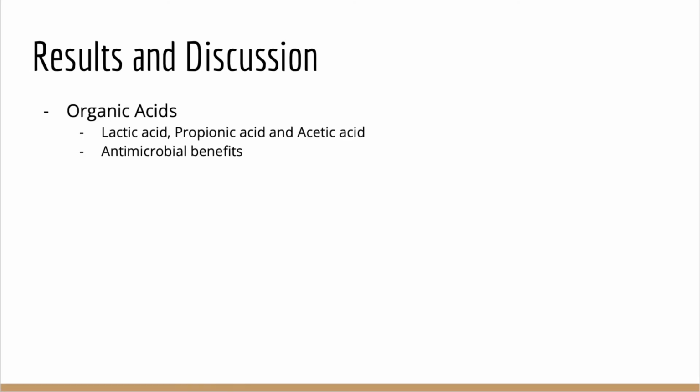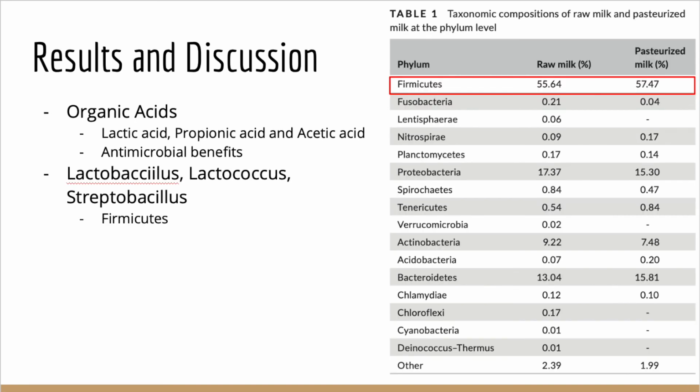Another idea to consider is the presence of organic acids in milk. Organic acids such as lactic acid, propionic acid, and acetic acid all offer antimicrobial benefits, and it's important to look at their concentrations in these two milks upon comparison. The organic acid producing bacteria of Lactobacillus, Lactococcus, and Streptobacillus are found in the phylum of Firmicutes, and this was found in a higher percentage in the pasteurized milk compared to the raw milk.